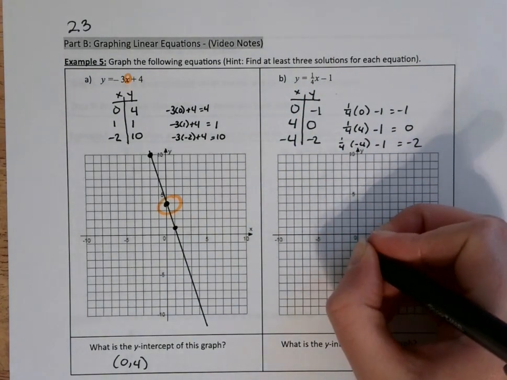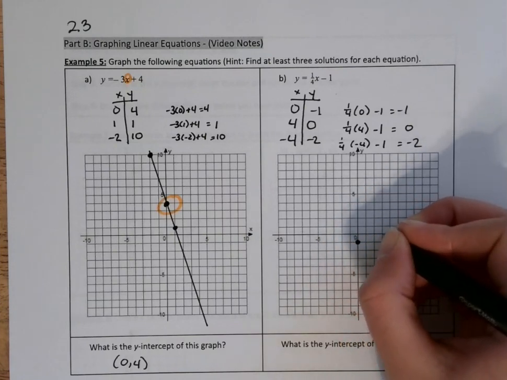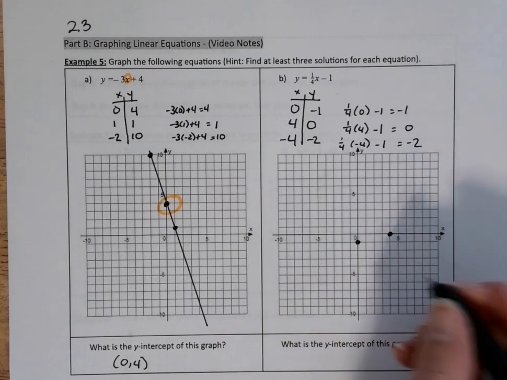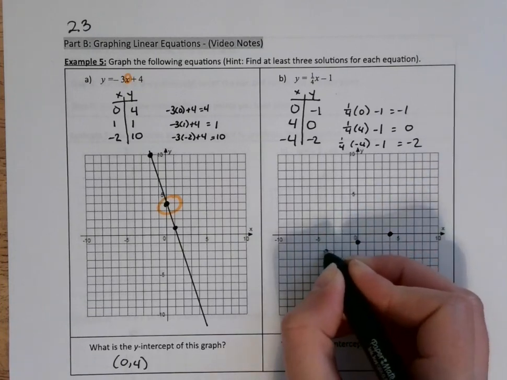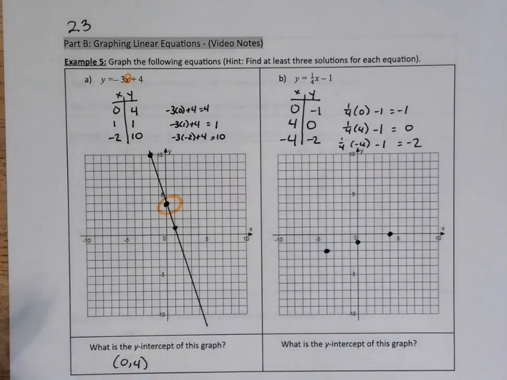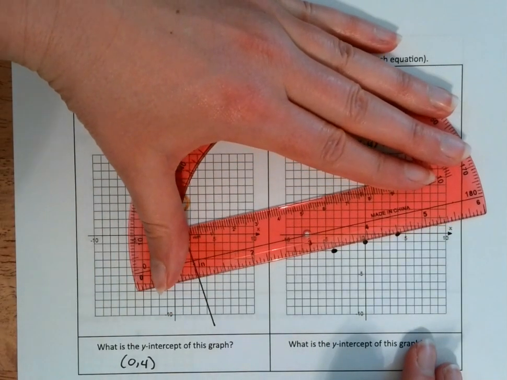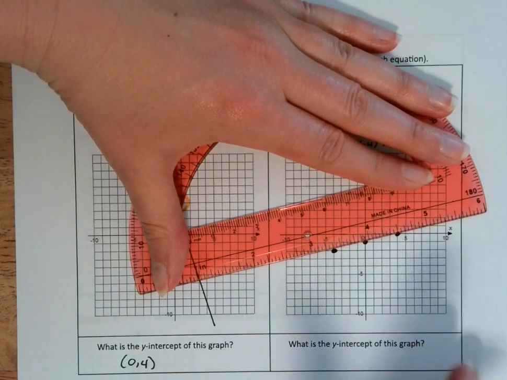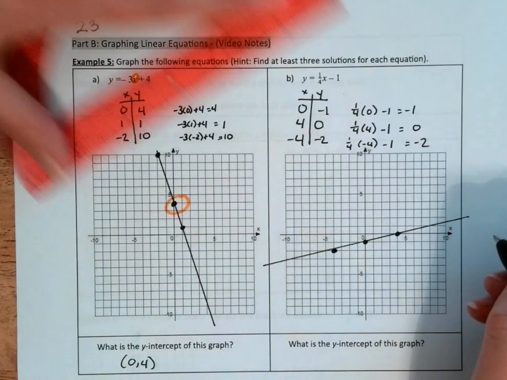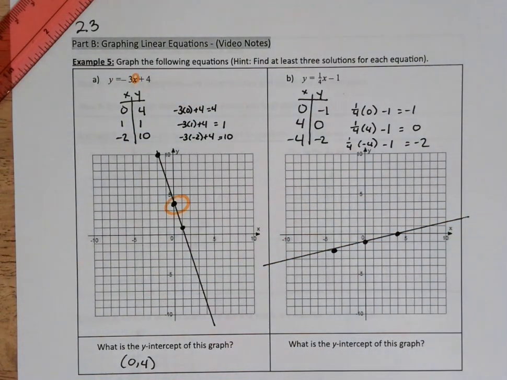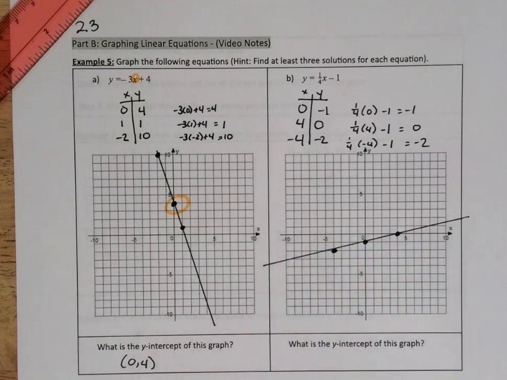So I first graph 0, negative 1, then 1, 2, 3, 4, 0, then 1, 2, 3, 4, 1, 2, negative 2. Okay, now we're going to connect. And just doing my best with my ruler here to get this straight line. The more points I have, the better. 3 is really the minimum. Looks like I kind of accidentally missed that point, so it might be a little high on that side.